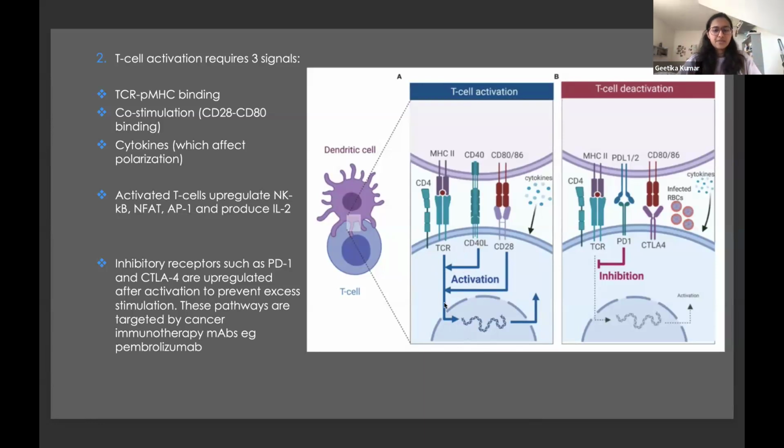The main transcription factors that activated T cells will express are NF-kappa B, NFAT, and AP1. These are transcription factors that will work on different cytokine loci, for example interferon gamma, TNF alpha, and IL-2, which are all pro-inflammatory cytokines. So the activated T cells will express those.